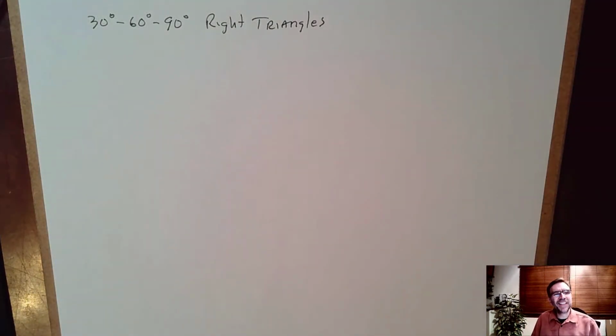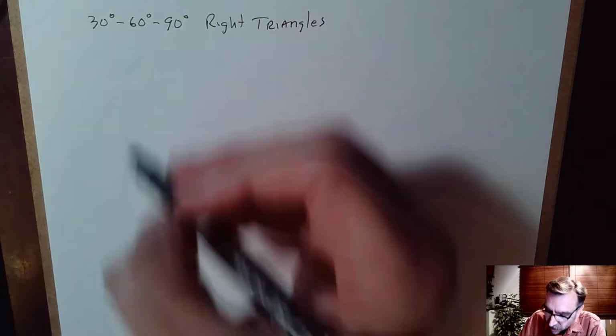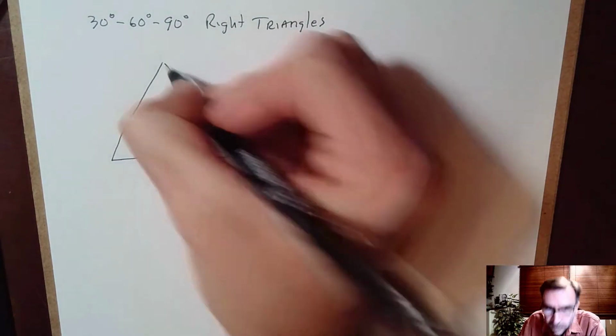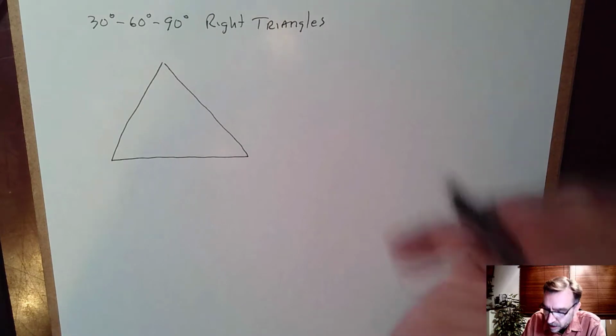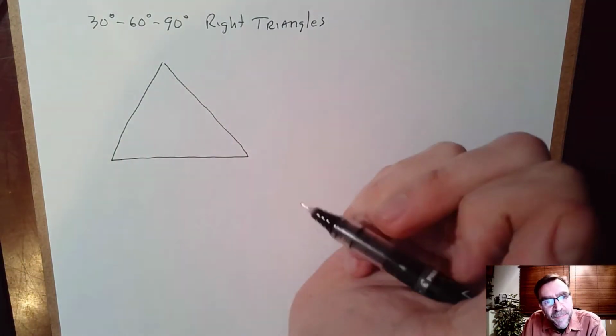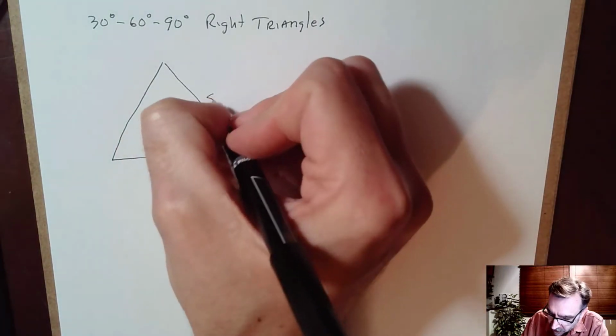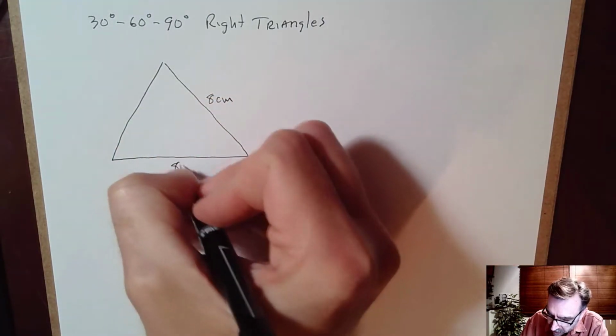All right, so next let's move on to the 30, 60, 90 right triangle. And again, we'll do this from scratch. To construct the 30, 60, 90, we start with an equilateral triangle. That's a triangle where all the sides have the same length. And again, I'll arbitrarily choose a length. I'll just say each side is measuring 8 centimeters.